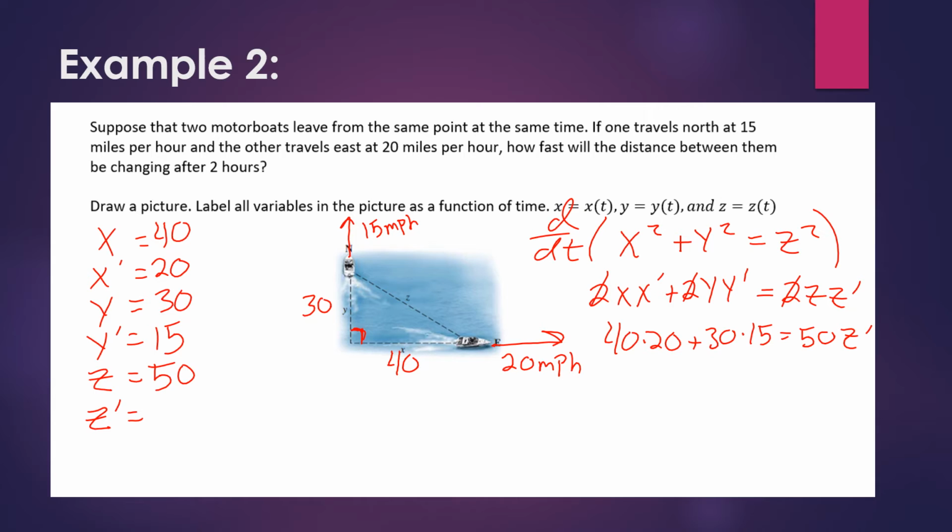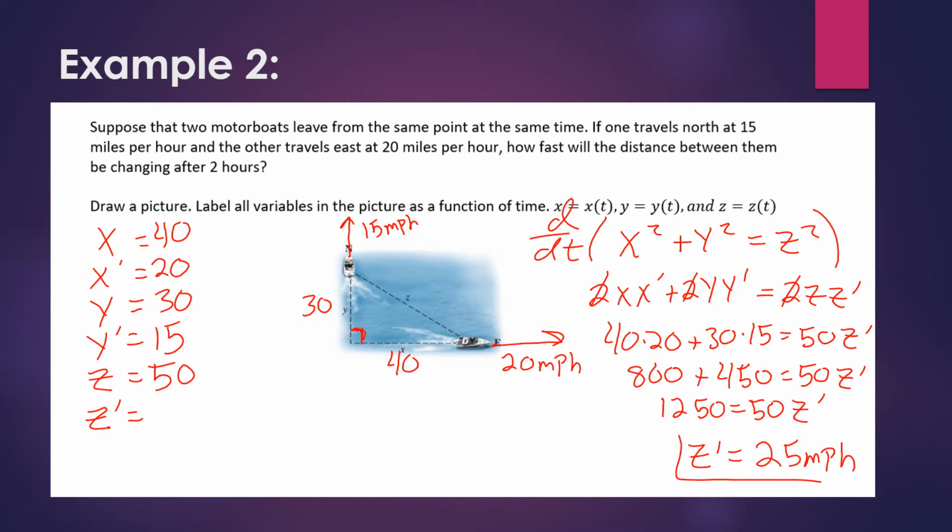So 40 times 20 is 800. 30 times 15 is 450. And that's going to equal 50 z prime. So that's going to be 1,250 equals 50 z prime. So z prime will equal 25. And units would be miles per hour. So the boats are moving apart at a rate of 25 miles per hour in this problem.